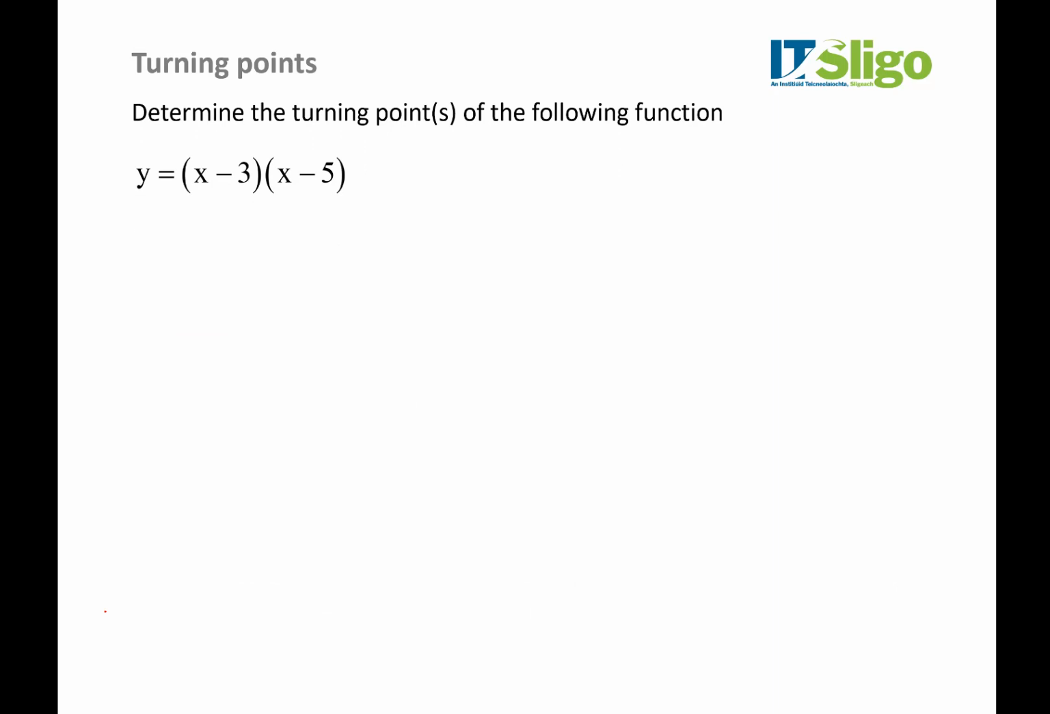Another one. This one looks a little bit trickier. Determine the turning points of the following function. Well, first thing we're going to do is multiply out the brackets using FOIL. x by x gives us x squared. Outer, x by minus 5, minus 5x. Inner, minus 3x. And the last terms gives us plus 15. So this will now give us x squared minus 8x plus 15. This function is a lot easier to deal with.